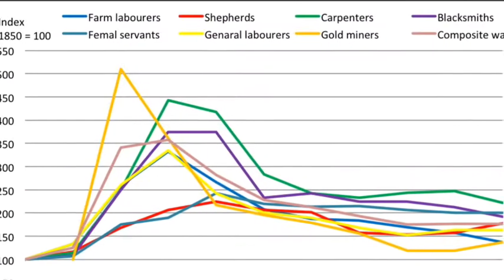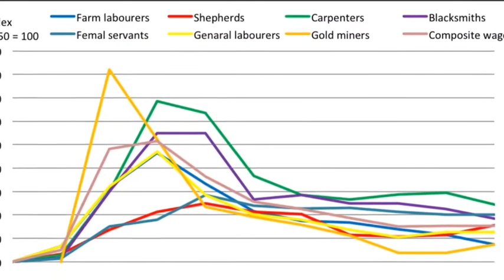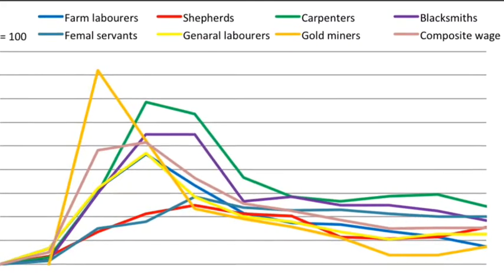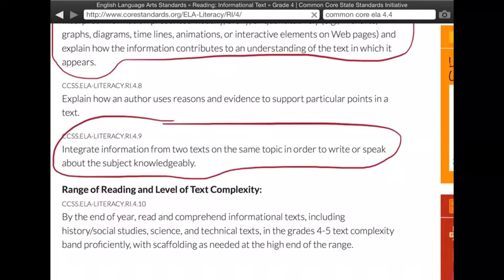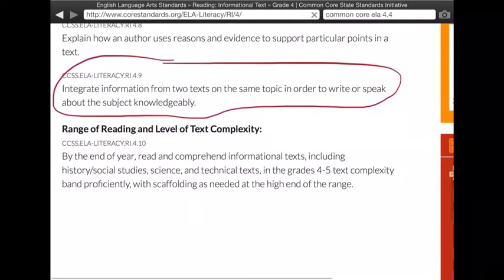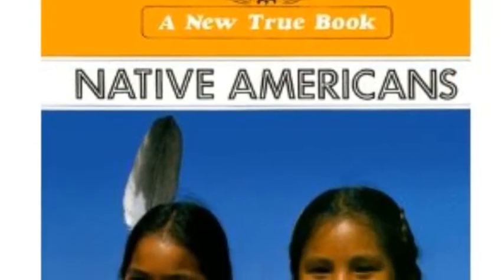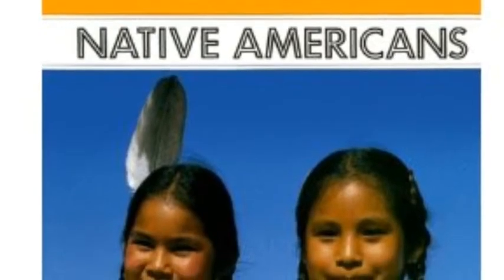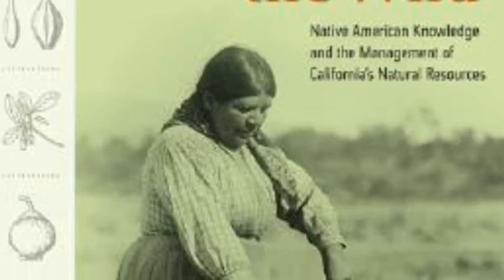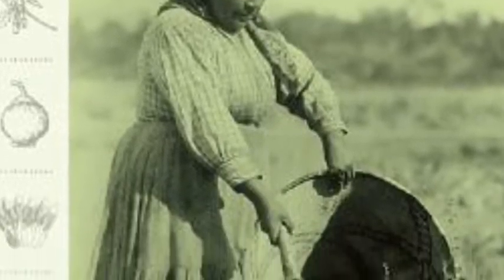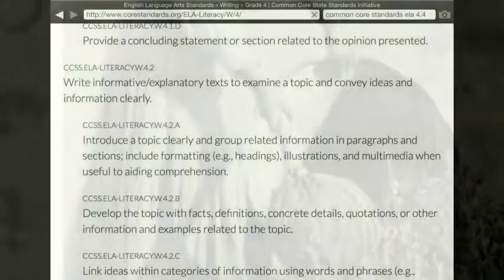Interpret information presented visually, orally, or quantitatively, and explain how the information contributes to an understanding of the text in which it appears. Integrate information from 2 texts on the same topic in order to write or read about the subject knowledgeably. By the end of the year, read and comprehend informational texts including history, social studies, science, technical texts in the grades 4-5 text complexity band proficiently with scaffolding as needed at the high end of the range.